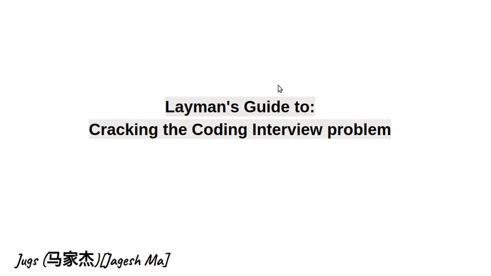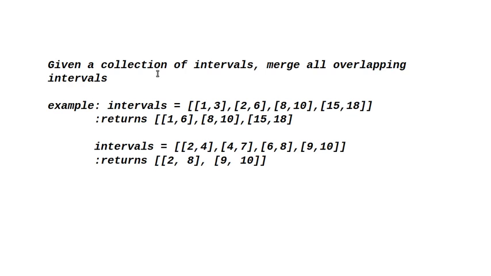So here's our question. Given a collection of intervals, merge all the overlapping intervals. We'll have each interval as a tuple of two items, and we'll have a list of those tuples. Each tuple is an interval from the starting point to the ending point, and we need to merge if there is any overlapping.